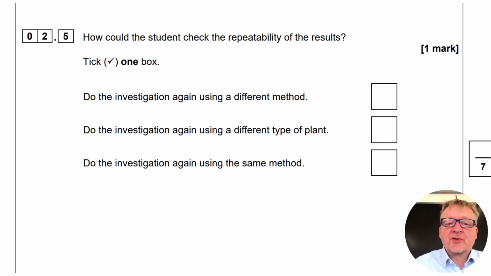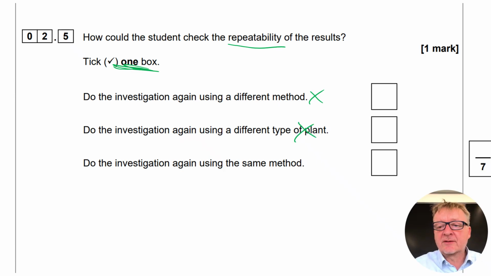2.5. How could the student check the repeatability of the results? Okay, so repeatability means, is it going to be the same every single time? Do the investigation, oh look, 1 box. If you tick 2 boxes, say goodbye to the mark. Do the investigation again using a different method. Stupid. What's the point in doing it with a different method? Do the investigation again using a different type of plant. What's the point in that? It's not comparable. Do the investigation again using the same method. Yes, because then you're repeating it. That's what repeat means.